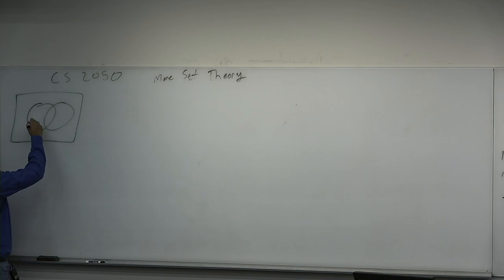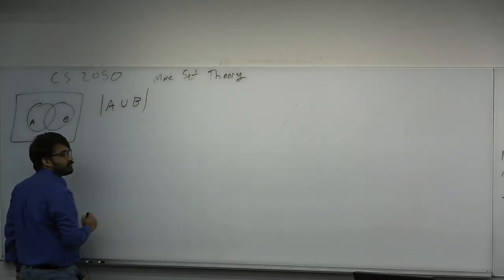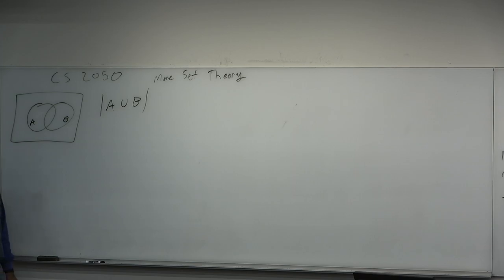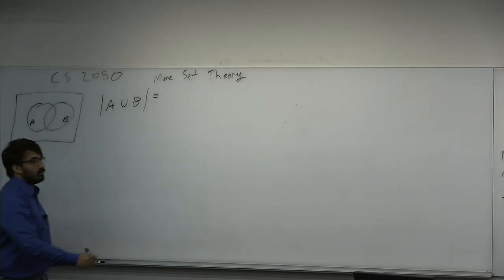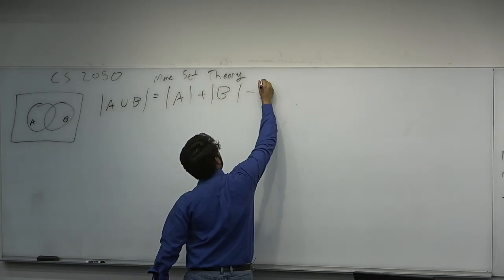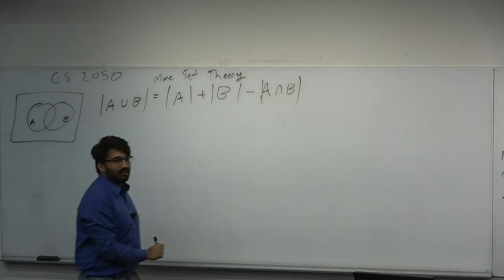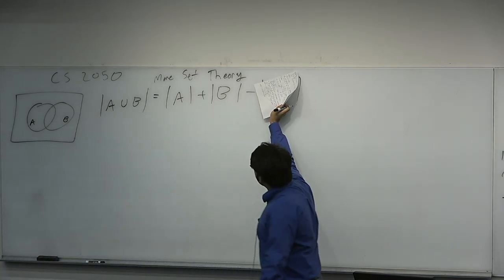So consider you have two sets A and B, and they look like this. What would you conjecture is the cardinality of A union B in terms of A and B? Give me a guess of what you think the size of A union B is. Yeah. Cardinality of A plus the cardinality of B minus the cardinality of A intersect B. That's called inclusion-exclusion.